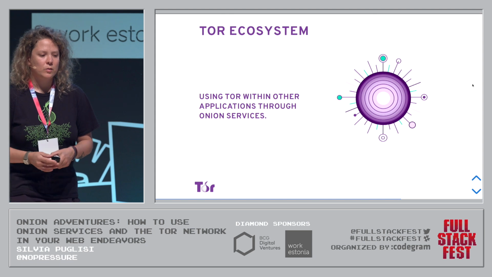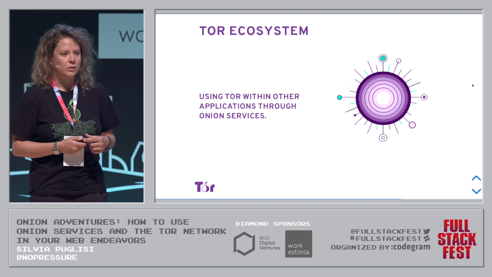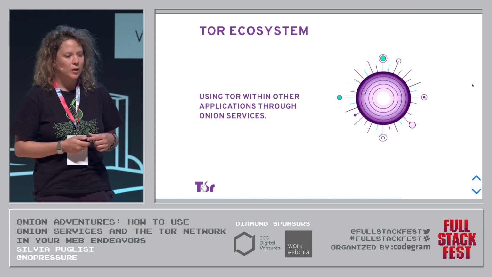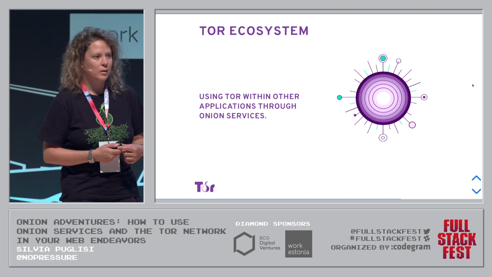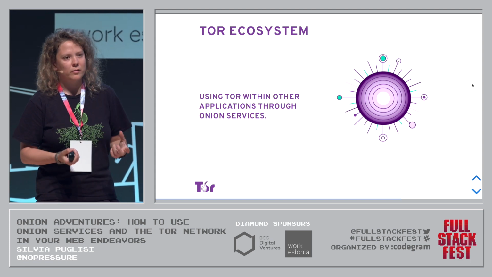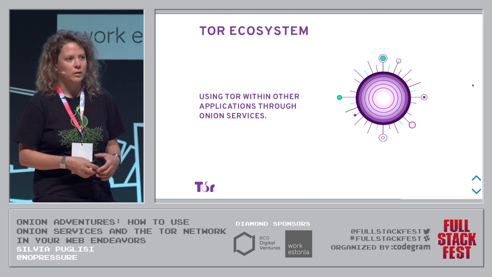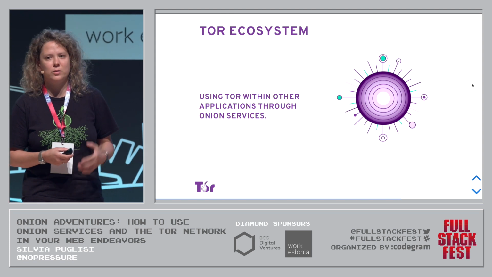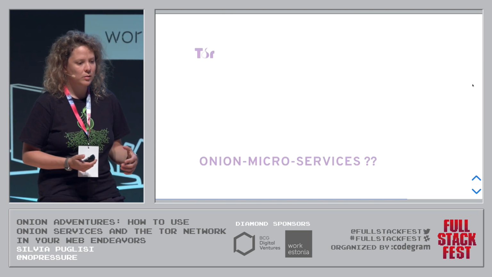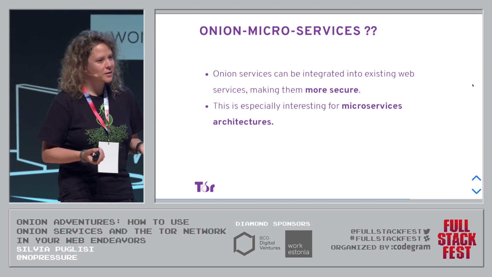OK. So this is the idea, actually. What if you could use the Tor network within other applications through onion services? And this is the thing that I would like you to take out of this talk. I would like to show that it's possible, that it's not complicated, and that it's actually useful, and you could experiment with this. So there is this idea about onion microservices, maybe.